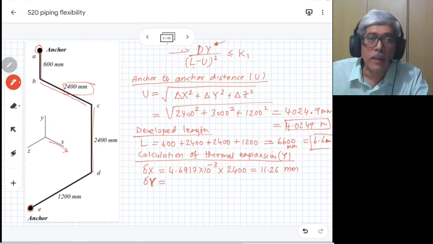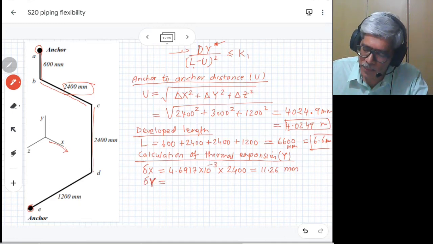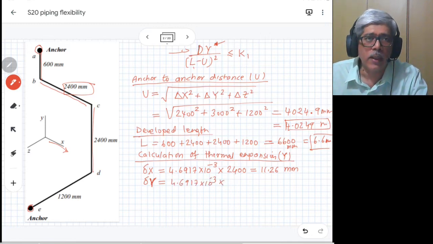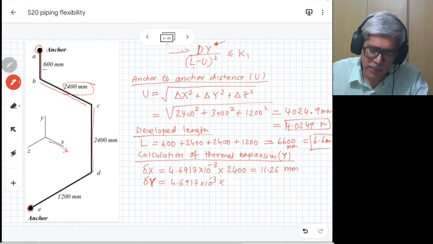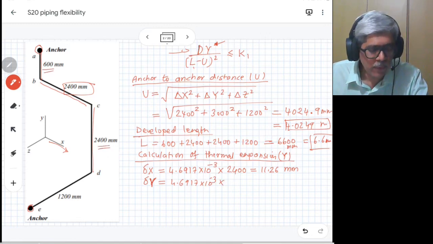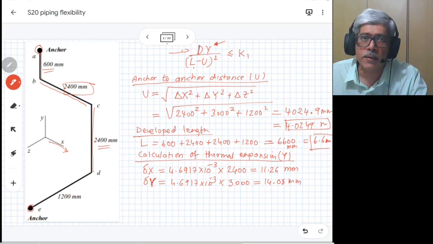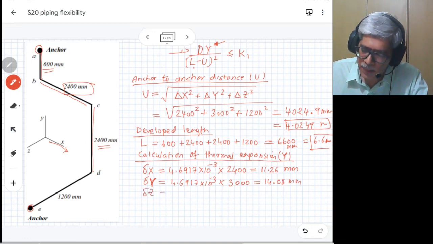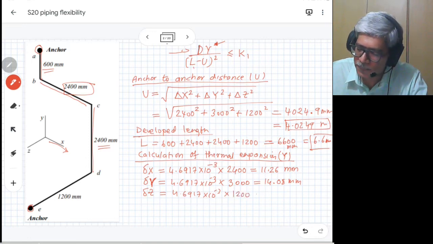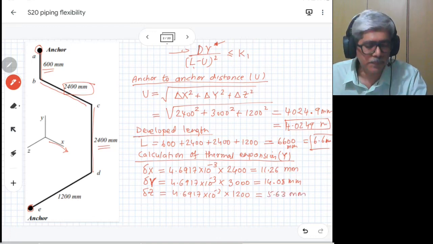The expansion in y direction would be given as the same number, 4.6917 into 10 to the power minus 3, multiplied by the total length in y direction. So total length in y direction is 600 plus 2400, so that is 3000. So this value is 14.08 millimeters, and delta z will be the length in z direction, which is 1200. So this value is 5.63 millimeters.